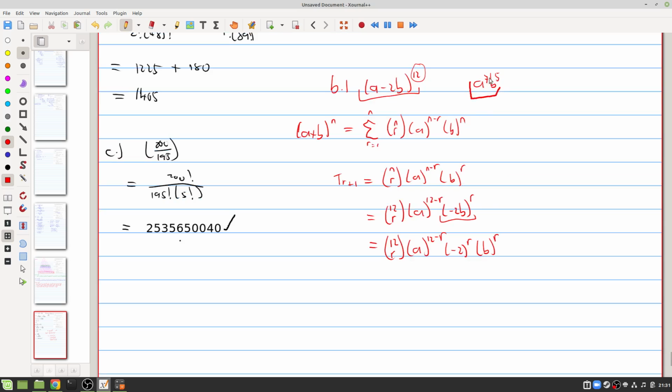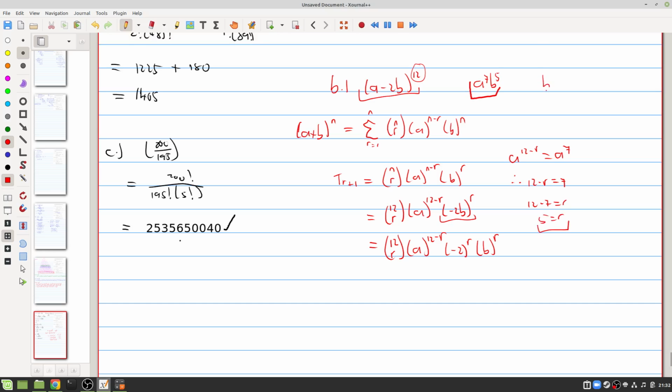And now we check what they gave us. We're looking for a to the power 7 and b to the power 5. And in this case, it just makes exact sense. So a to the power 12 minus r must be a to the power 7. So therefore, 12 minus r must be 7, which means that if we take the r over, 12 minus 7 equals r, so 5 equals r, right? So we know r is 5.